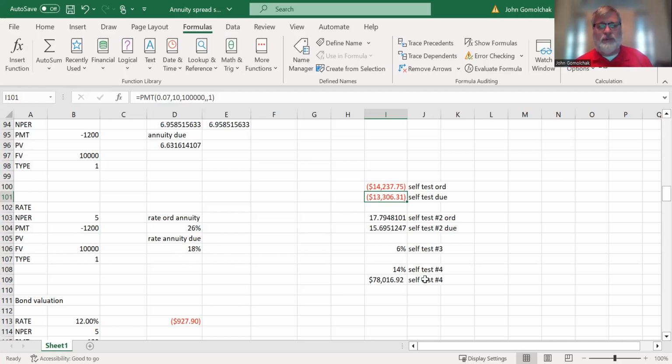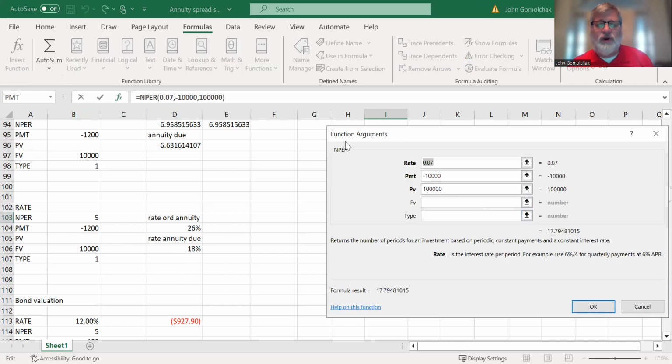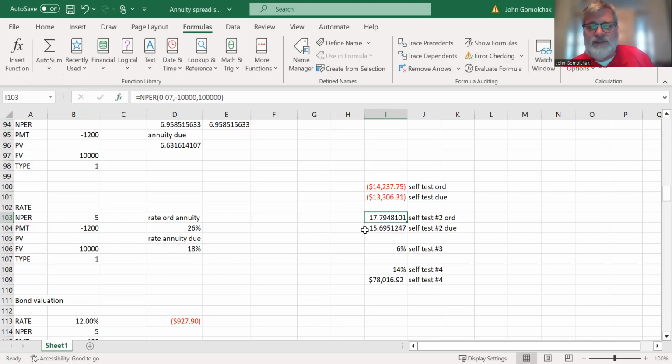So now what we're looking for is the number of periods. Okay, so if we go to our number of periods function, I put in the 7%, I put in the $10,000 that we're going to be withdrawing, negative $10,000. The present value is $100,000. Click OK. We have 17.79 periods, almost 18 years.